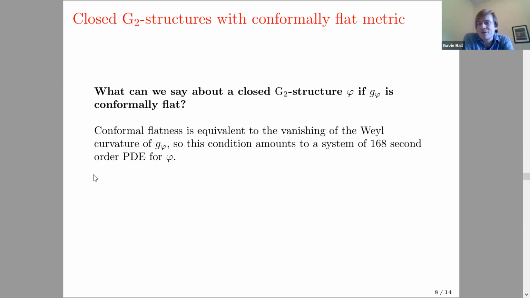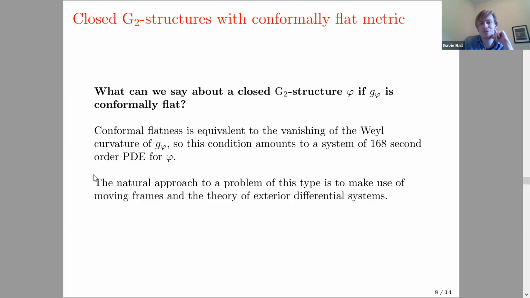And that's a system of 168 second order PDEs for my closed G2 structure phi. And we get the metric from phi in a very nonlinear way. So it's kind of reasonable to expect that these are going to be nonlinear PDE. So it seems like a very overdetermined problem.